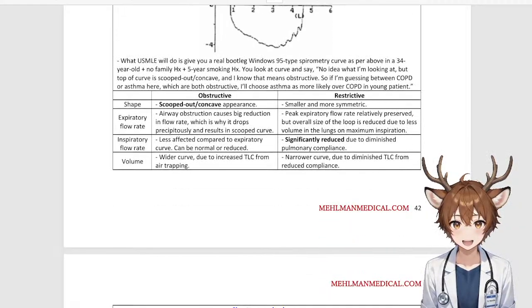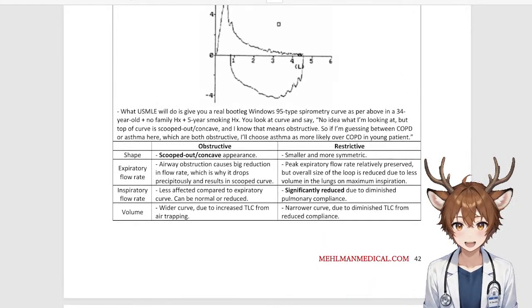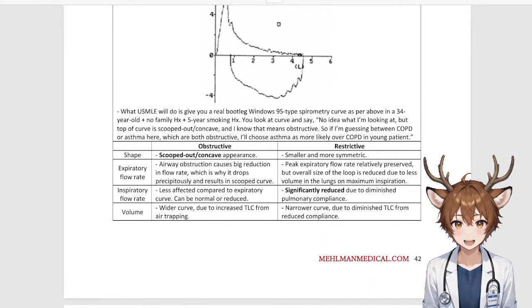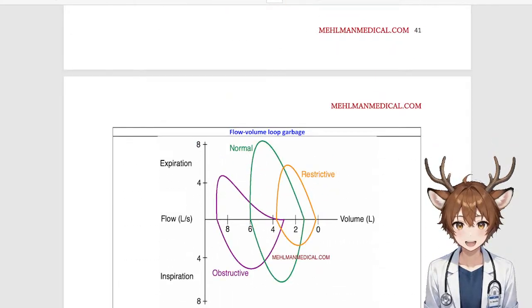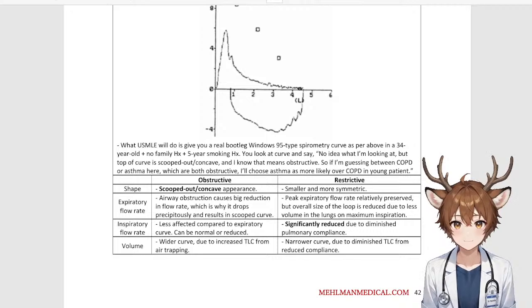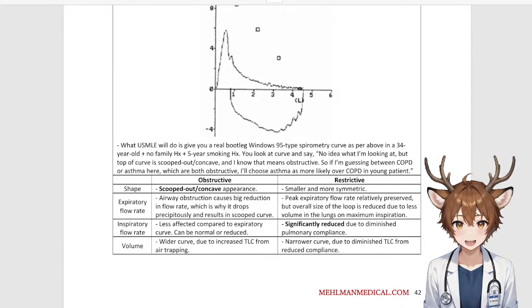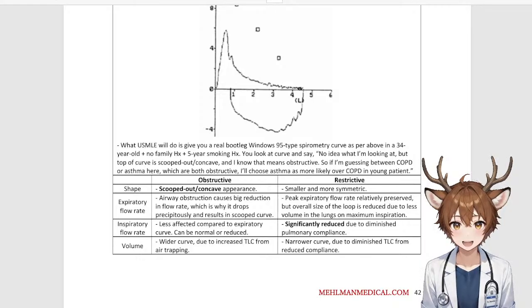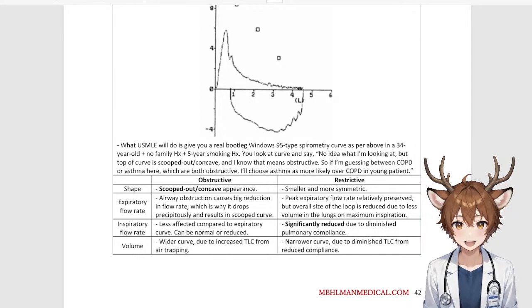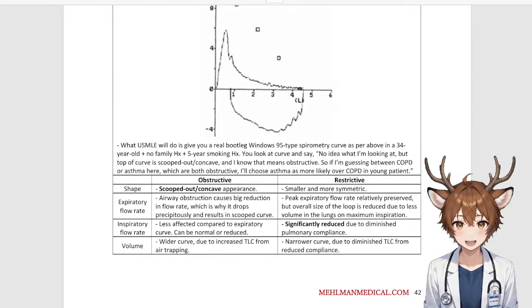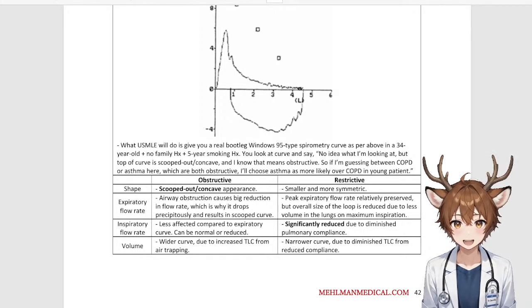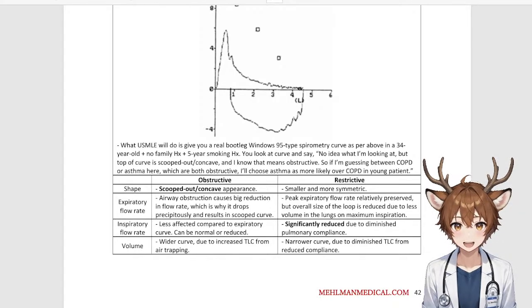What about the restrictive type? The shape would be smaller and more symmetric, which you can see here. Peak expiratory flow rate is relatively preserved, but the overall size of the loop is reduced due to less volume in the lungs on maximal inspiration. Inspiratory flow rate is significantly reduced due to diminished pulmonary compliance. Volume: a narrower curve due to the diminished TLC from reduced compliance.